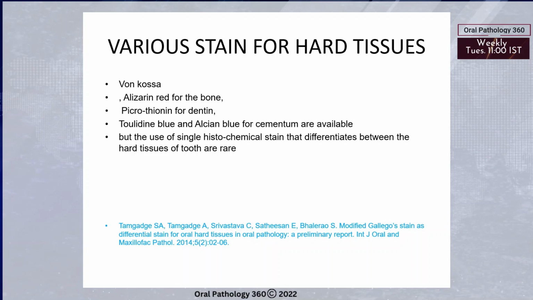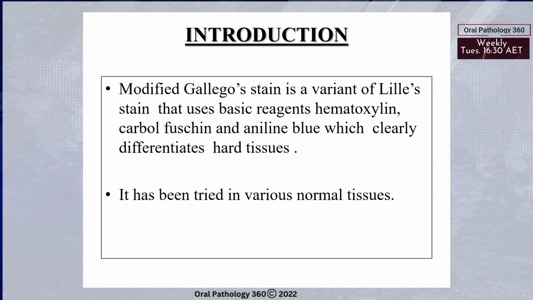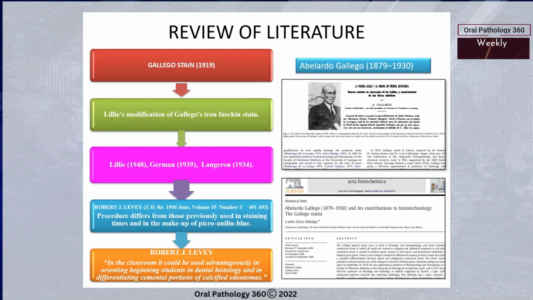So, as per literature, there are various stains for hard tissues, but they don't stain all the components of a tooth or hard tissues. So, modified Gallego stain, what is modified Gallego stain? It's a variant of Lilly stain that uses basic reagents like hematoxylin, carbolfuchsin, and aniline blue to differentiate hard tissues. It has been tried in various normal tissues and pathologies to analyze hard tissue.